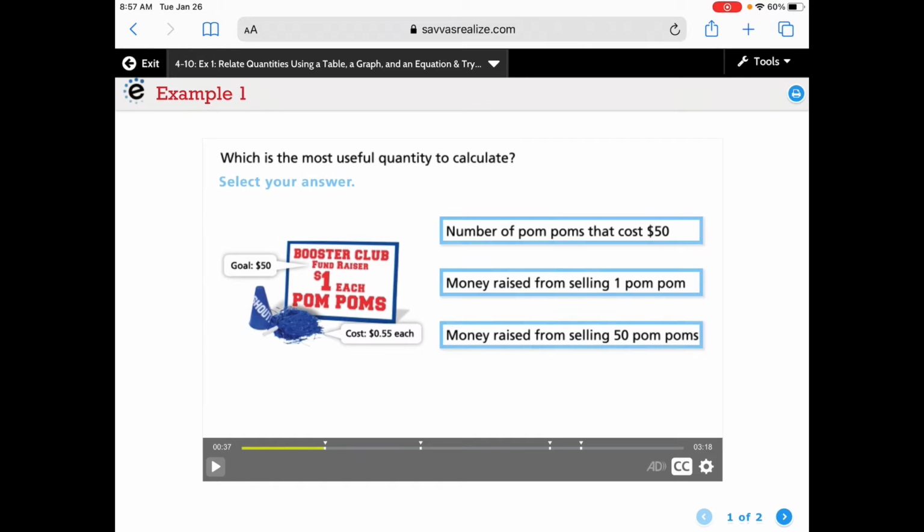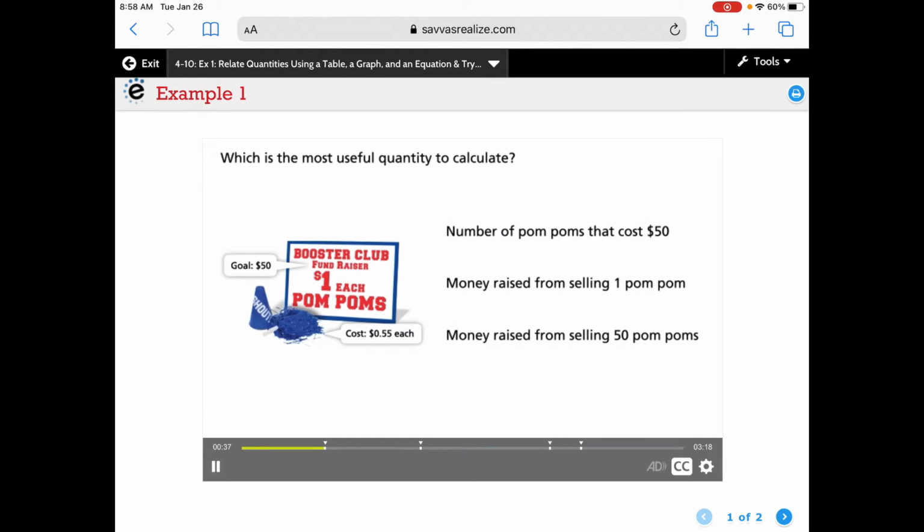So to begin by solving, we have to figure out which one would be the best. The number of pom-poms that cost $50, the money raised from selling 1 pom-pom, the money raised from selling 50 pom-poms. So what we need to do is see the number of pom-poms that cost $50. So let's see what our best choice is here. So that's not going to work. So the money raised from selling 50 pom-poms, and then money raised from selling 1 pom-pom will be our best bet.